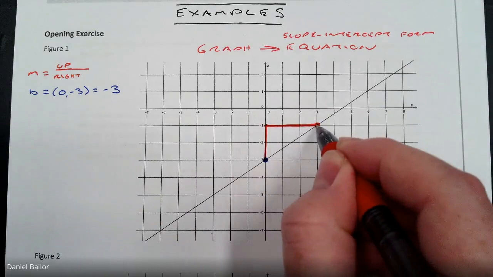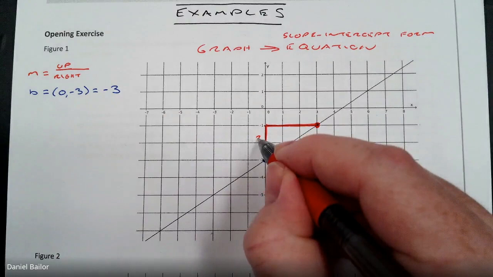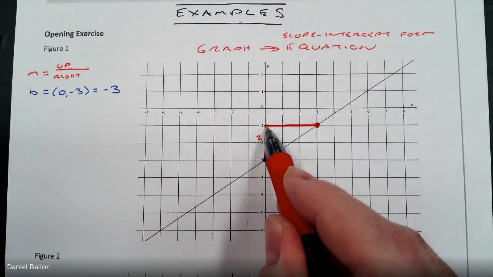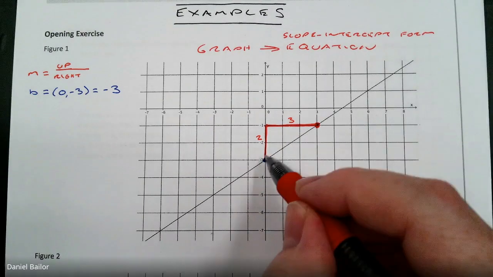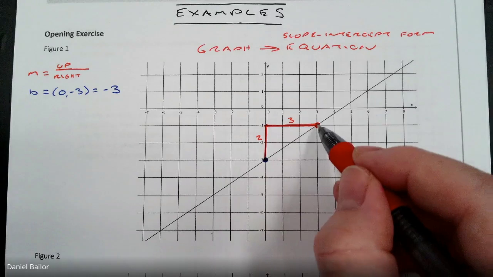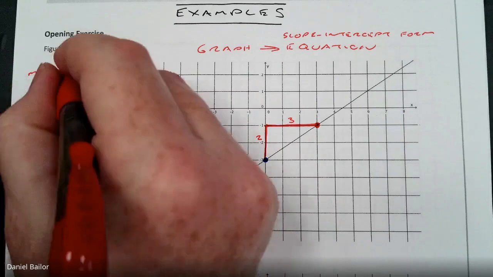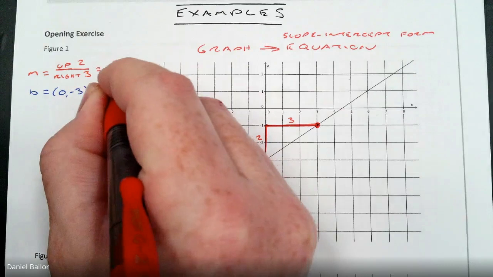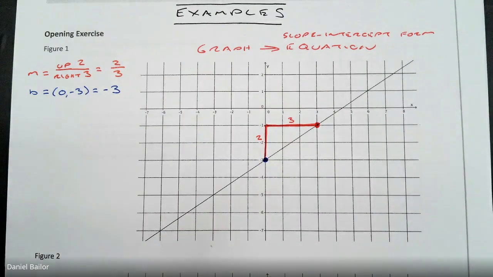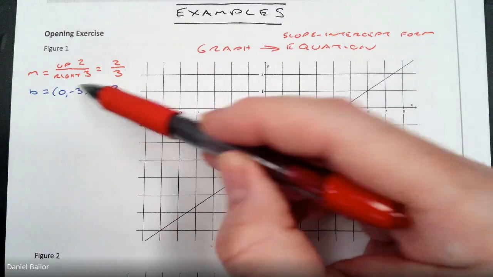How did we move? Well, looks like we went from negative 3 to negative 1, which means we went up 2. And we went from 0 to 3, so we went right 3 to get to here. So we started here. We went up 2, right 3 to get to another intersection. So for the slope, we went up 2, right 3, which means our slope is 2/3. So we have the slope, 2/3, and the y-intercept is negative 3.